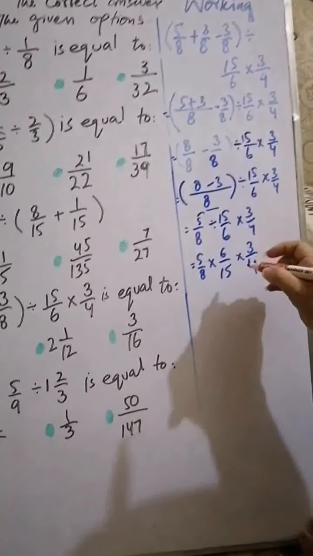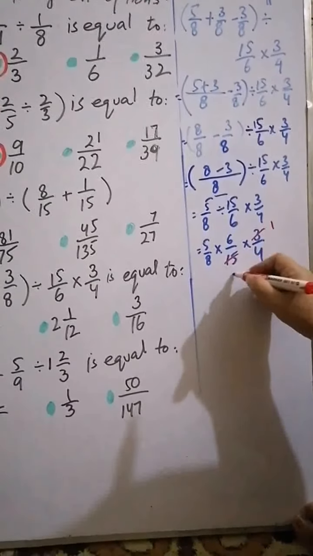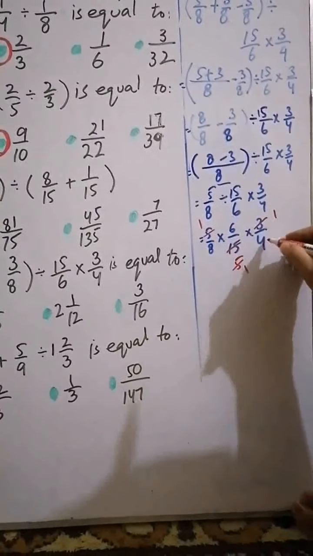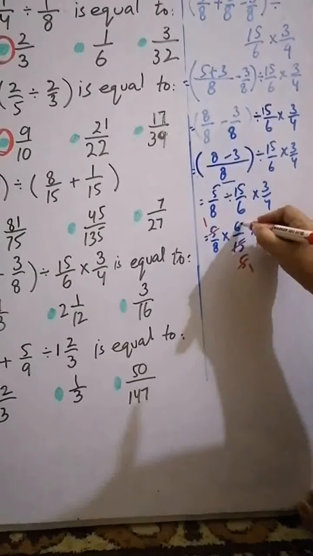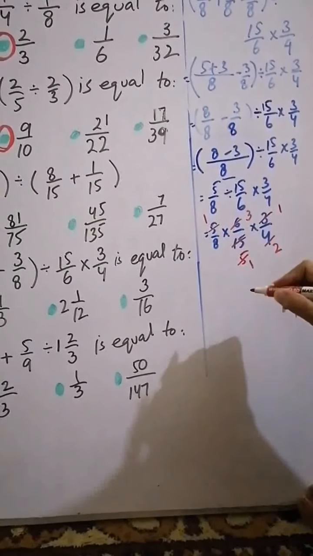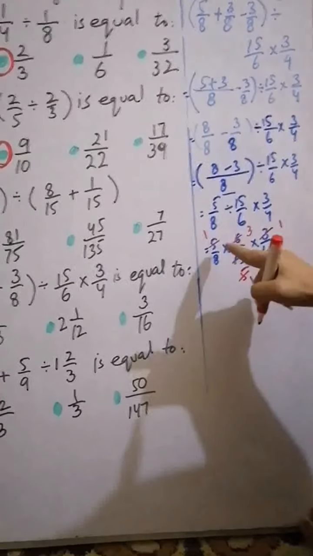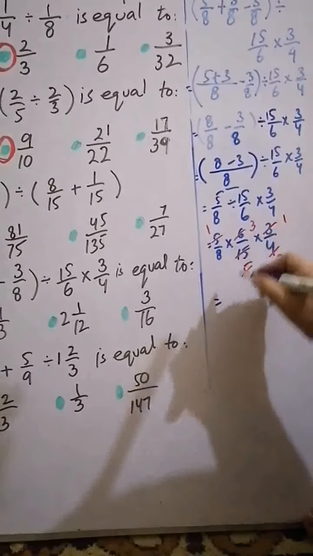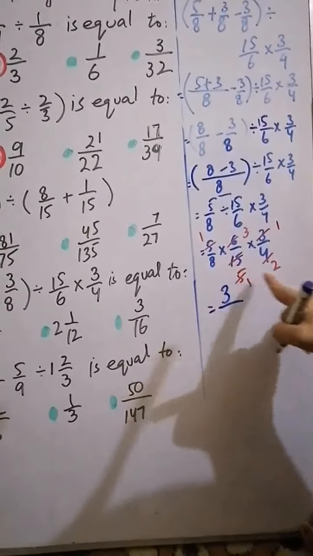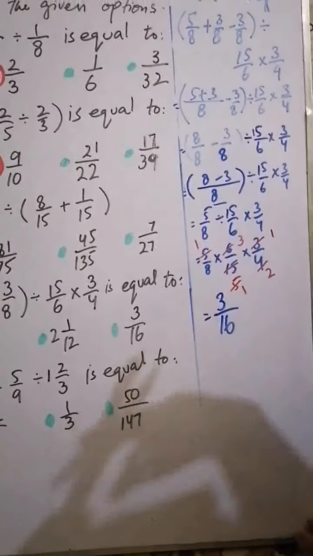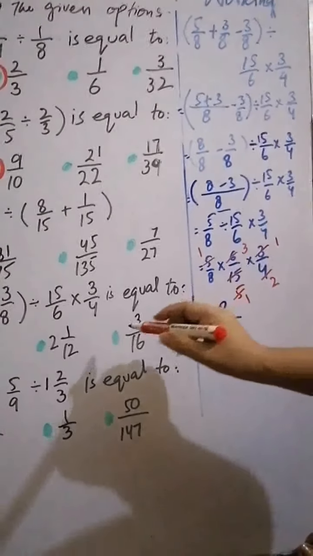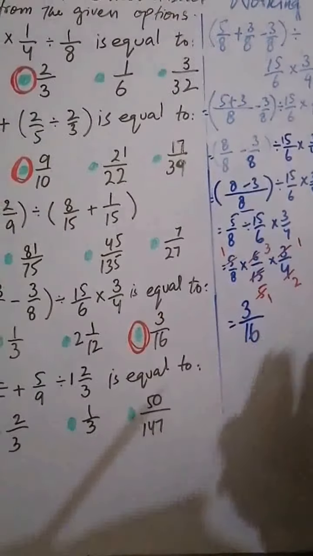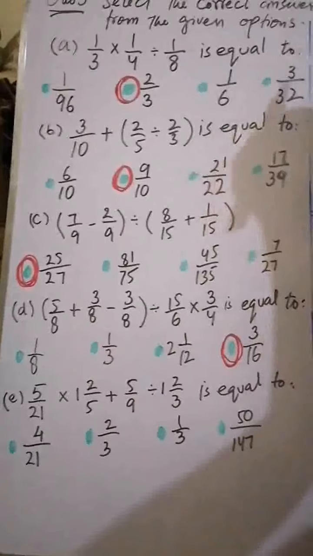So 3 1s are 3, 3 5s are 15, 5 1s are 5, 5 1s are 5, 2 2s are 4, 2 3s are 6, right? It's अब numerator में क्या बचा है? We are having 3 and 8 2s are 16. So we are having 3 by 16 here, right? Okay, now we are starting part E.